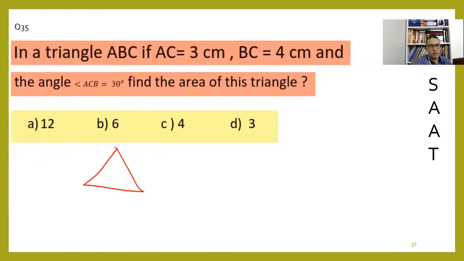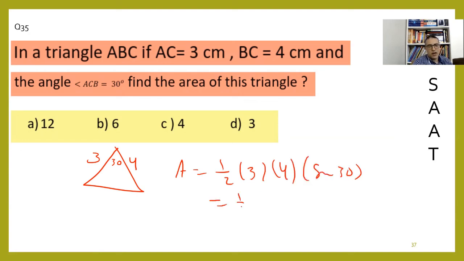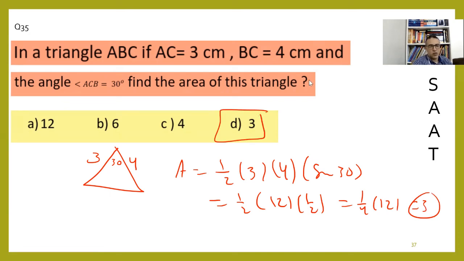Apply the formula using the angle between them. So this side is 3, this side is 4, the angle between them is 30. So area is equal to half by 3 by 4 by sine 30, and sine 30 is half, so it's half by 12 by half, which is a quarter of 12, and a quarter of 12 is equal to 3. So the area is equal to 3.